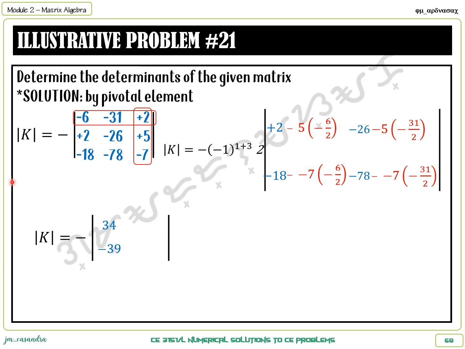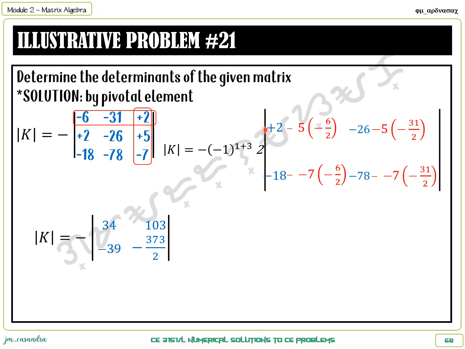So let's continue. So we'll have negative 26 minus 5 times negative 31 divided by 2. Multiply the first row with the factored pivotal element, so that will now be equal to 103. Then for the last element, it's negative 78 minus negative 7 times negative 31 over 2. Then we get negative 373 divided by 2. So again, what we will only be multiplying to the factored pivotal element is the first row.